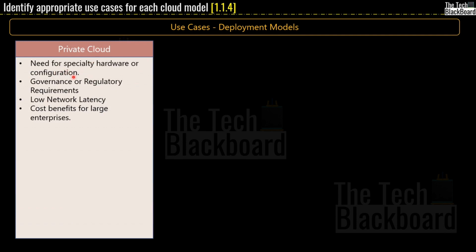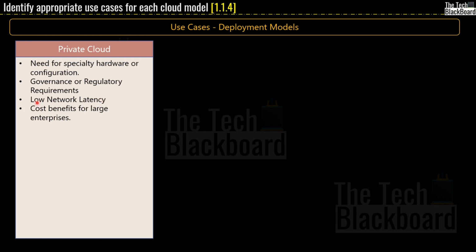The first use case is the need for specialty hardware or configuration. Many times enterprises have needs for very specific hardware or configuration which might not be available with cloud providers. In this case, a private cloud could be a very good choice. Similarly, when the company is operating in highly regulated industries, or maybe it needs to follow government regulations, private cloud is a good choice.